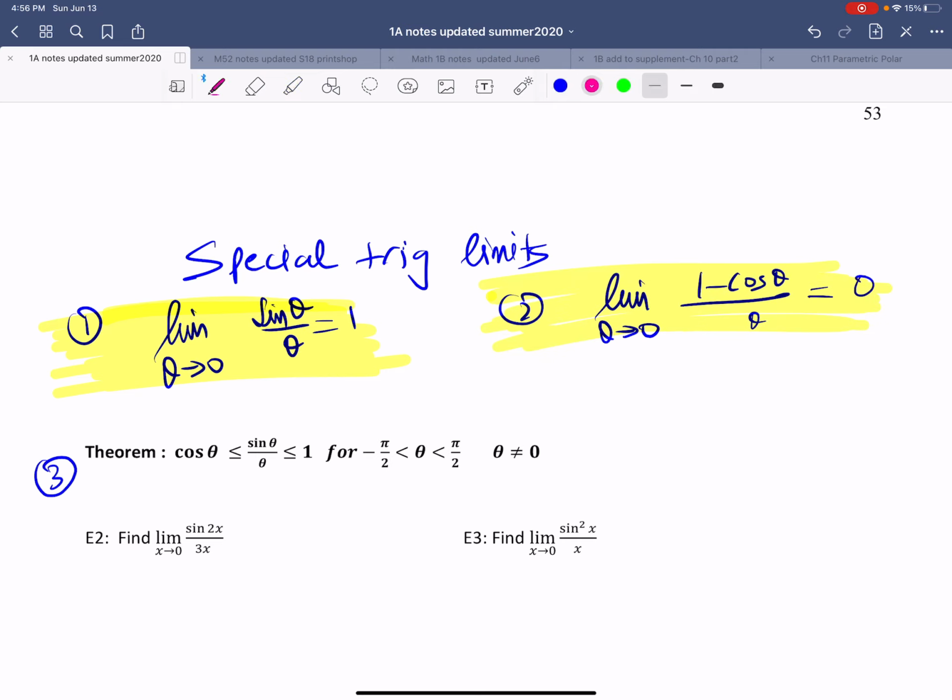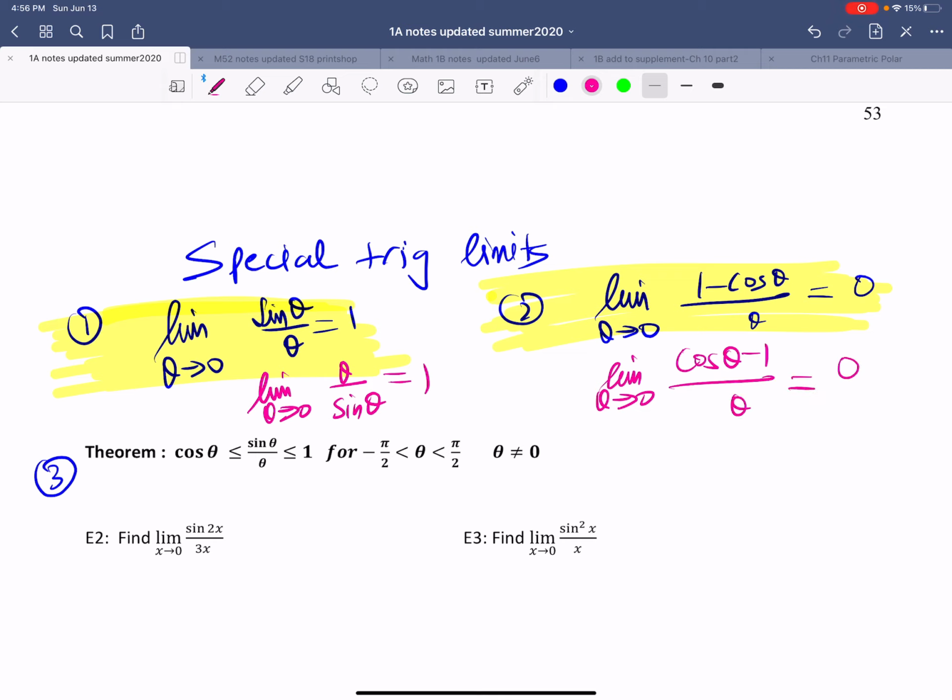So these are very handy and useful, and these can be in different forms as well. You could also see limit as theta approaches 0 of theta over sine of theta. That would also be equal to 1 because you can take the reciprocal on both sides. Or another form of the second trig limit is cosine theta minus 1 over theta. That would still be equal to 0.